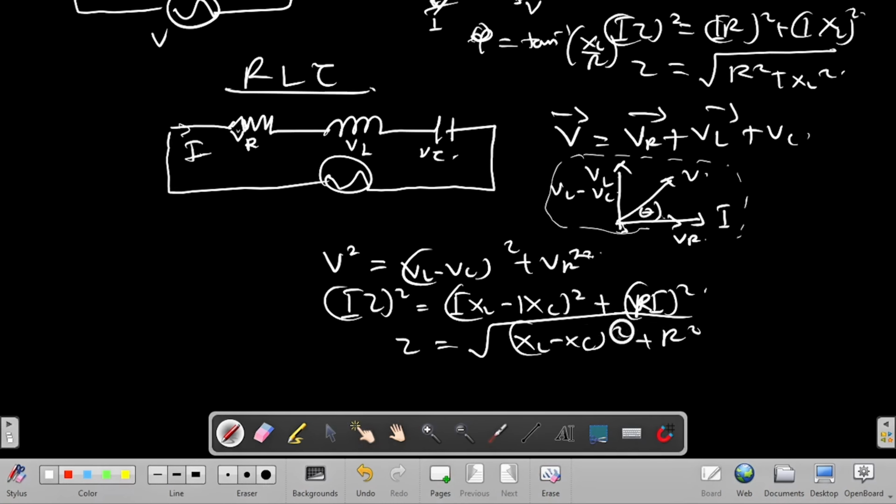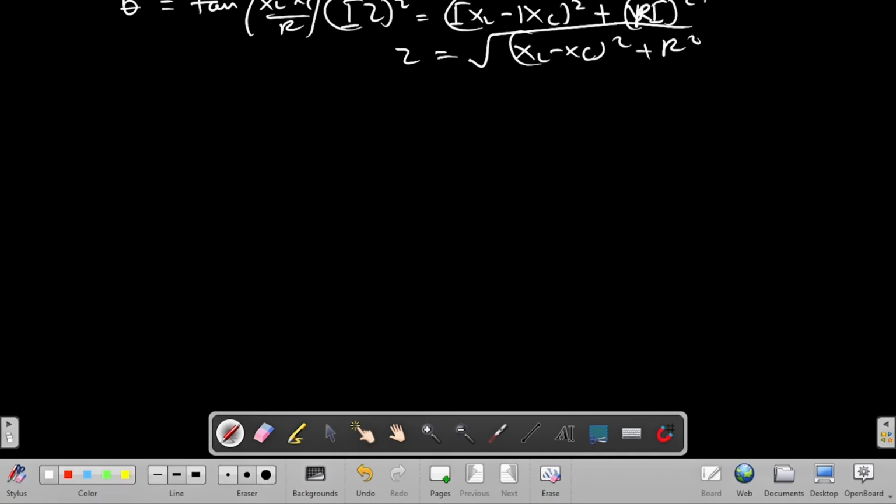Get to know this formula. We'll be using it along the way. As well as theta, which is now equal to tan inverse of (XL minus XC) over R. Therefore, the angle will differ but will not be 90. Let's solve an example for you to understand all that I've been calculating.